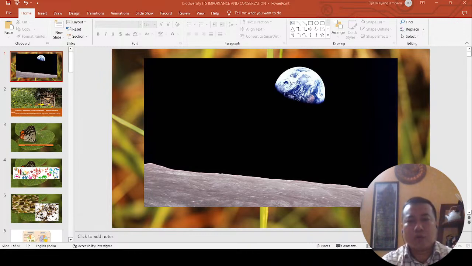These are the 17 concrete goals of the Sustainable Development Goals, and believe me, each and every goal, if you pick it up, cannot be achieved without mainstreaming, without valuing, without appreciating, without regarding and taking care of biological diversity.